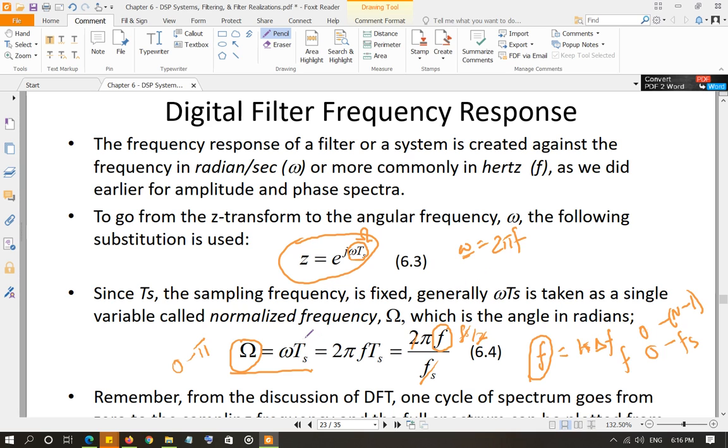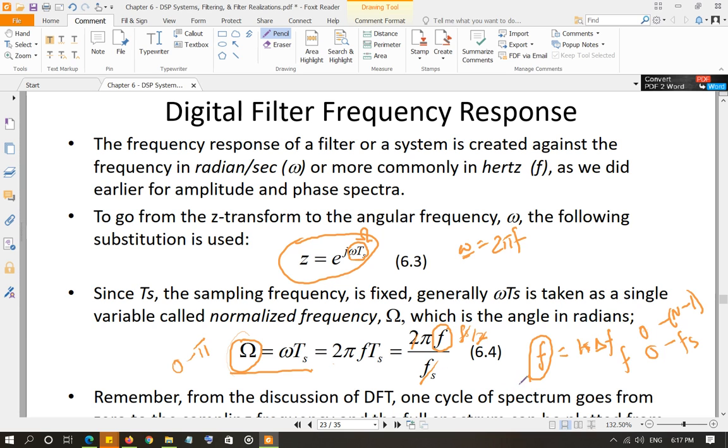Now since Ts is constant for a system, we define a normalized frequency, uppercase omega, as omega times Ts, and we define z equals e to the power j uppercase omega. Omega is 2 pi f, so it is 2 pi f Ts, and Ts is 1 over fs, so 2 pi f over fs. So the relationship is that the normalized frequency, uppercase omega, is 2 pi f over fs.